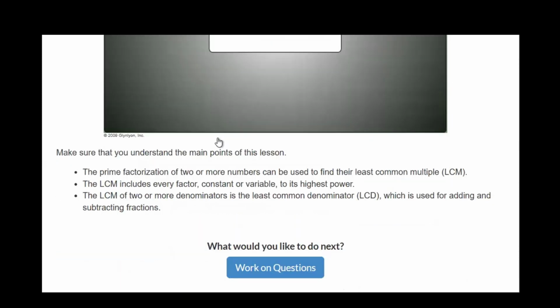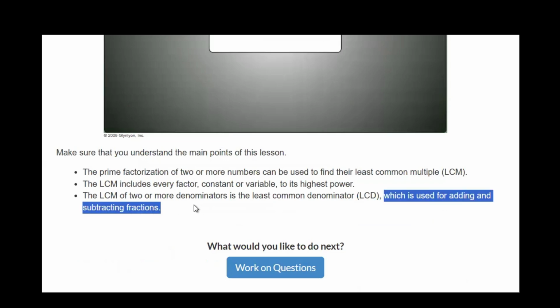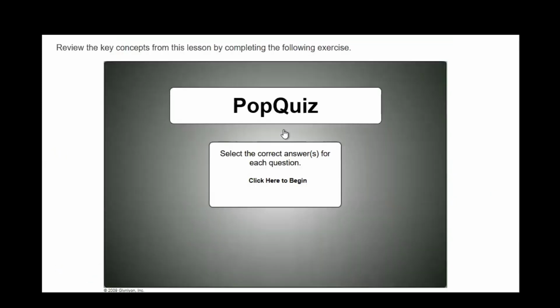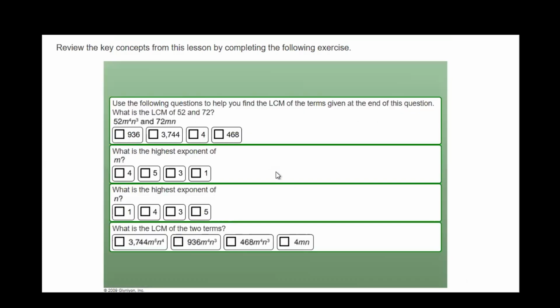which is used for adding or subtracting fractions. I told you this. When we add or subtract fractions, we have to make the least common denominator. So you read this.